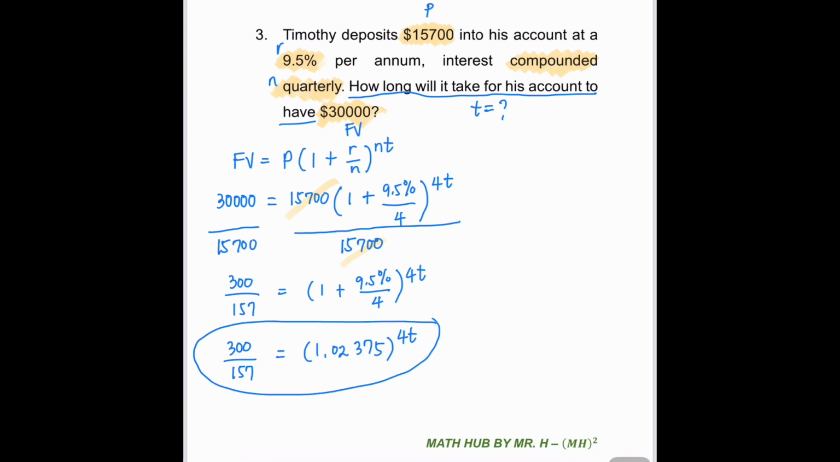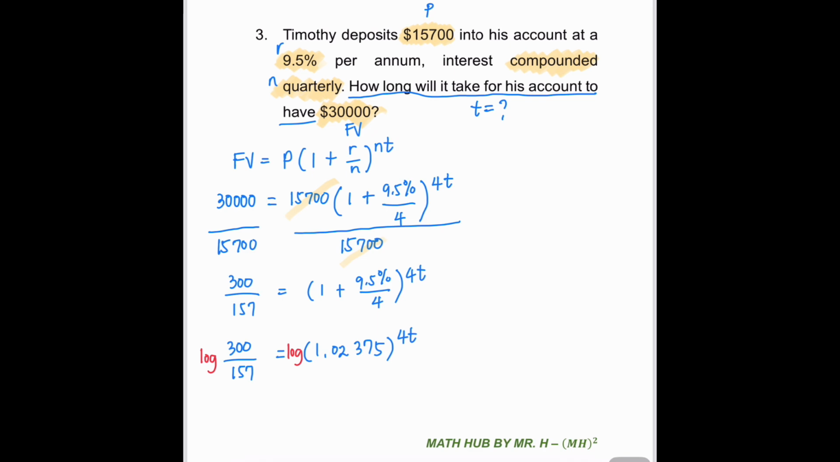And then from here, this is where we will be applying one of the properties of logarithm. To be able to start solving, we need to take the log of both sides. Remember, you are dealing with an equation, so whatever you do on the left must also be done on the right hand side. So I did take the log of both sides.